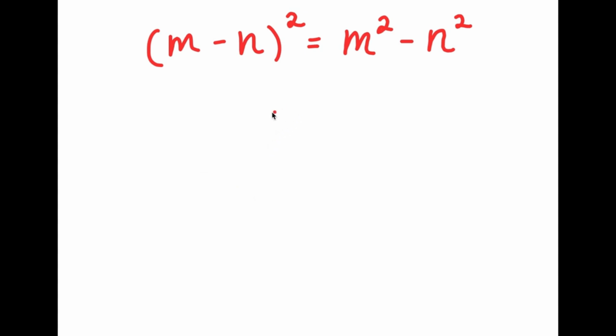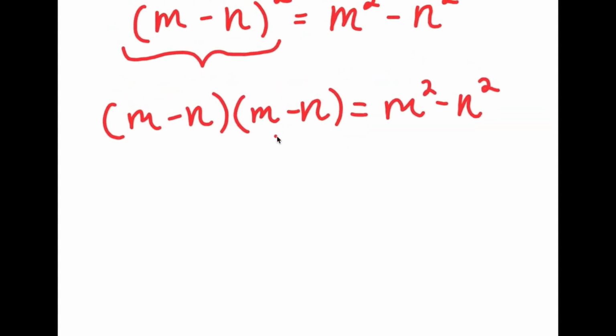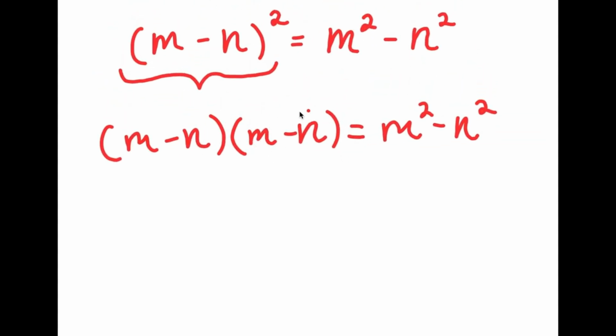Alright, so in this problem I have (m minus n) squared is equal to m squared minus n squared. To solve this problem, I'm going to first start by rewriting (m minus n) squared as (m minus n) times (m minus n). Now from here, I'm going to expand this by multiplying these two. So to multiply these two, I'm going to first start by distributing the m.